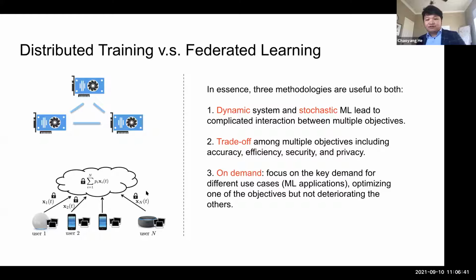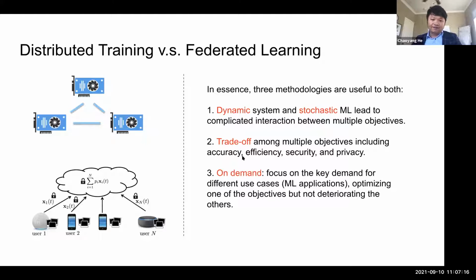In this talk, I would like to highlight three methodologies that are very useful for doing research in these two highly related domains. The first one is that normally you can think about dynamic systems, because the training involves a very dynamic system environment, and also how to integrate the stochastic property of machine learning into this dynamic system. This leads to a very complicated intersection between multiple objectives.